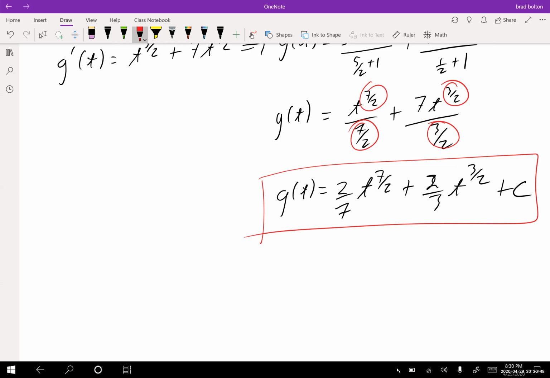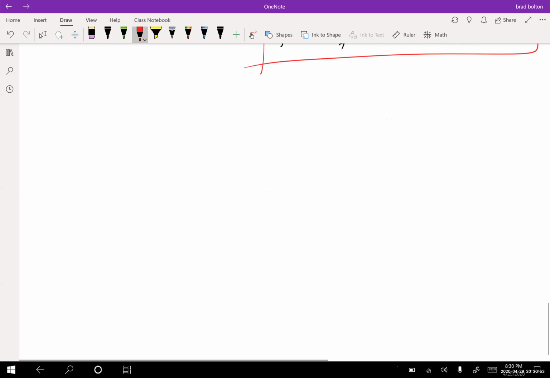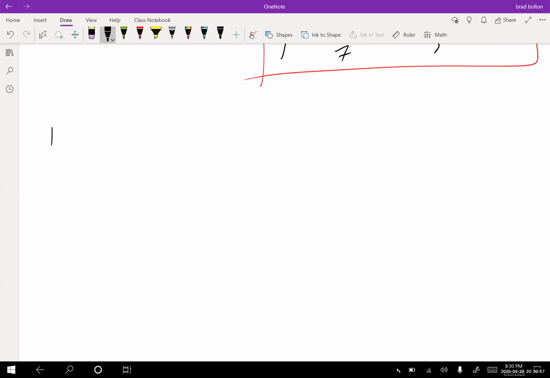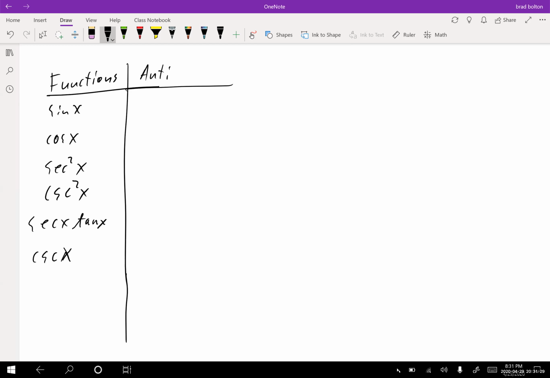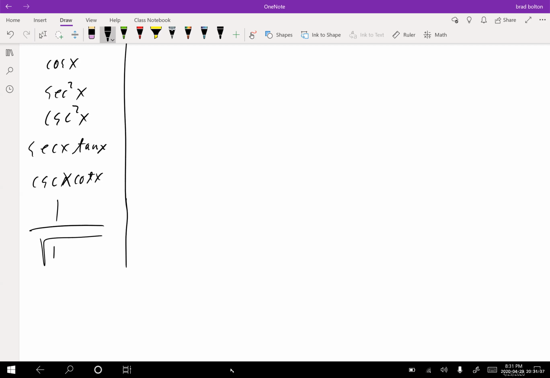Okay, so let's take a look at some trig stuff. Now again, if you know your derivatives for trig, then you should have no problems with your antiderivatives. So these are the main functions that we'll work with for trig for now. And in calculus 2, you will add more to your list, and these are the antiderivatives. Okay, so let's do sine of x, cosine of x, secant squared x, cosecant squared x, secant x tan x, cosecant x cotan x. And then let's do the inverses. So we have 1 over the square root of 1 minus x squared, and we have 1 over 1 plus x squared with no square root, okay?